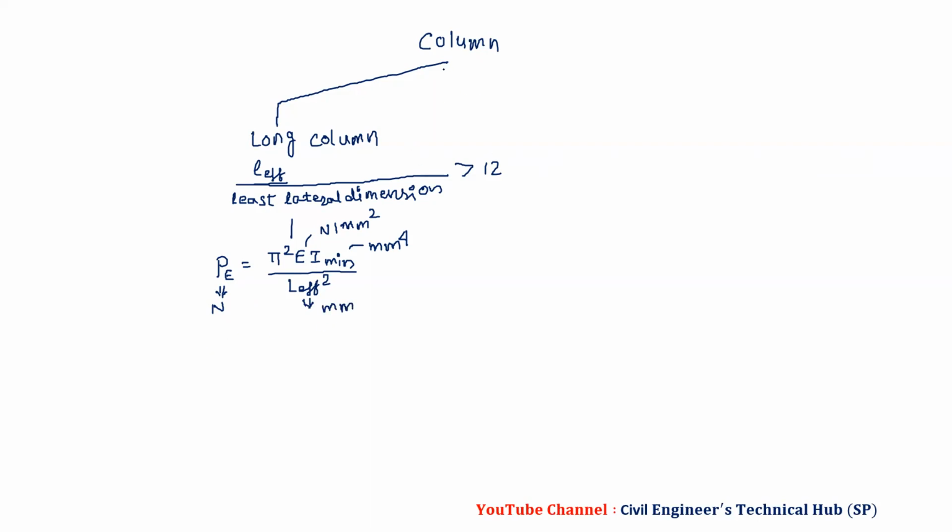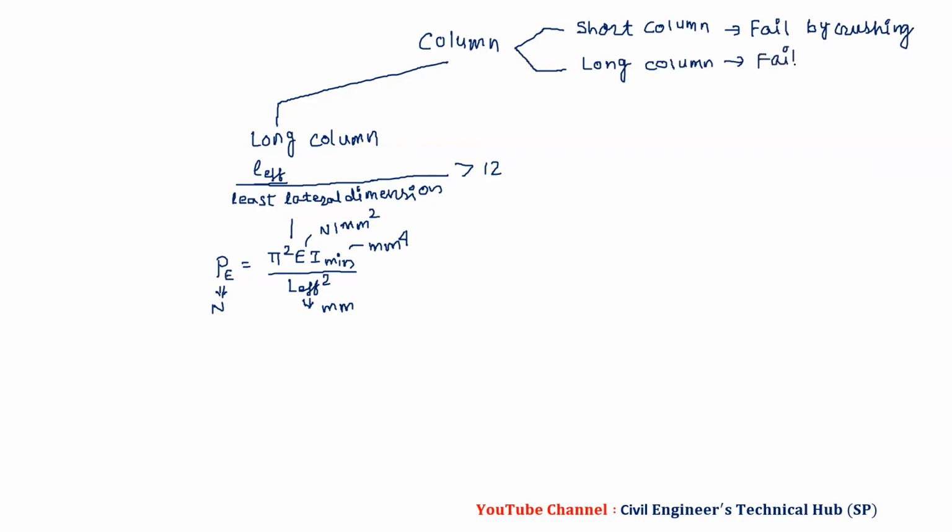Now, columns, actually we have two types. One is short column, which fails by crushing. And another we have long column which fails by buckling.